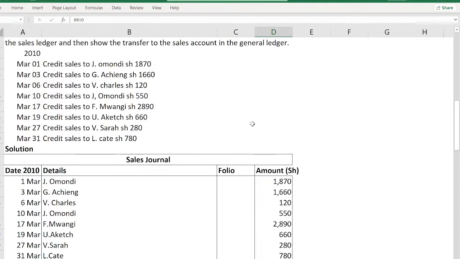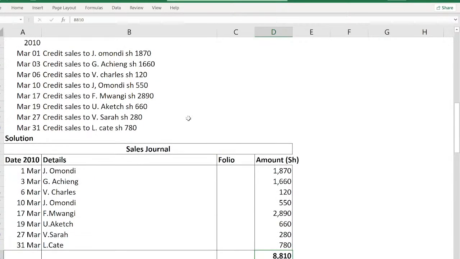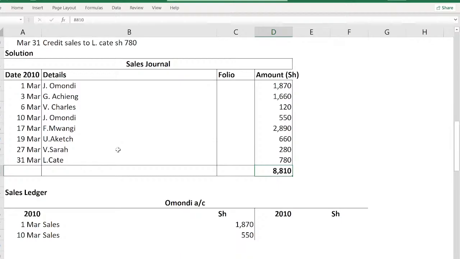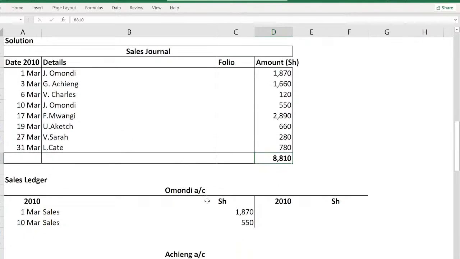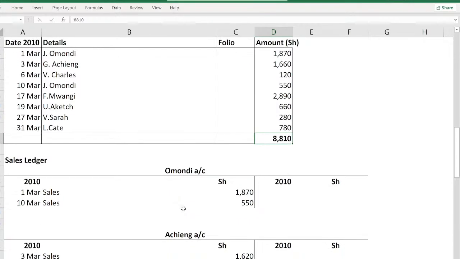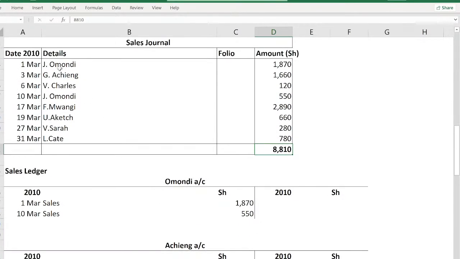So then we have also been told to post the items on the relevant accounts in the sale ledger. So we are going to create a sale ledger for each. So for Omondi's account, we are going to debit all this. So the sales we debit. So Omondi has two transactions, for March 1 and March 10. So we indicate both sales, 1870 and 550.